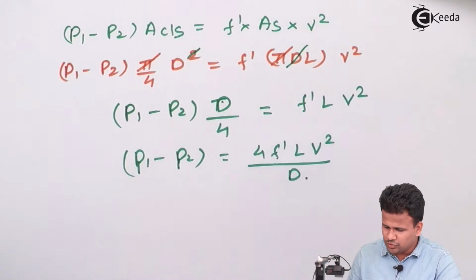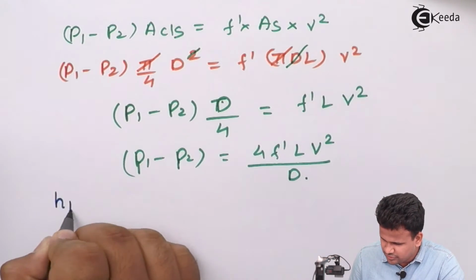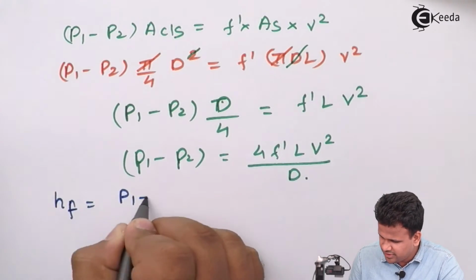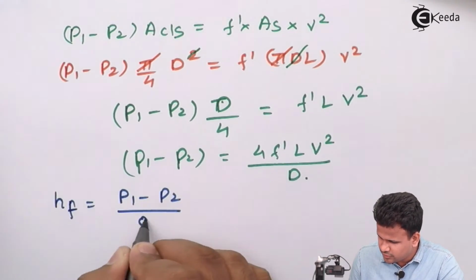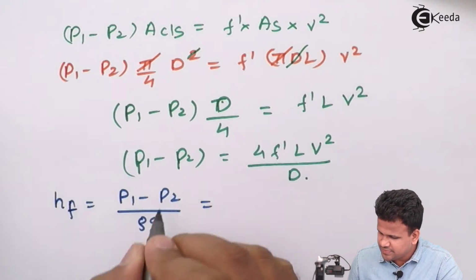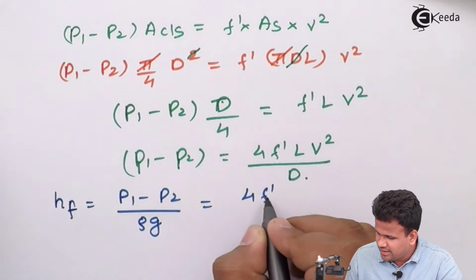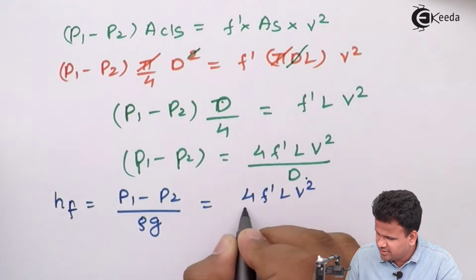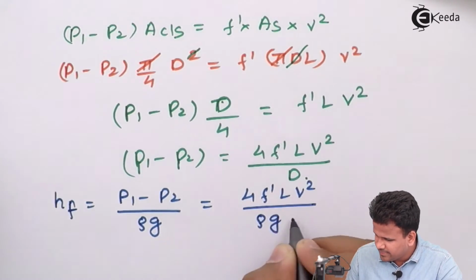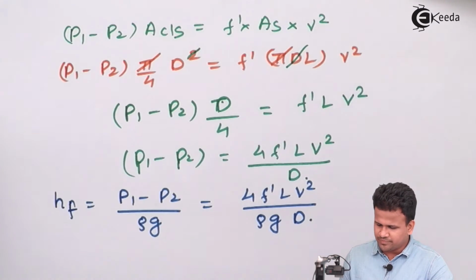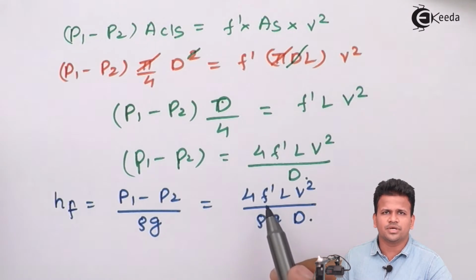Now, we already know that the head loss due to friction, or HF, is given as P1 minus P2 upon rho into G. So this will be equal to 4F dash L V square upon rho G into D. So we have got the value of head loss due to friction, but this friction is in terms of frictional resistance per unit area per unit velocity.